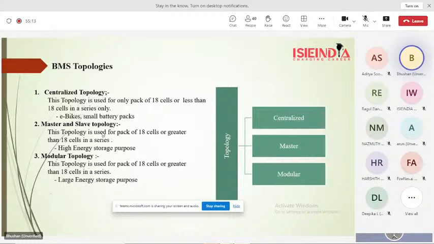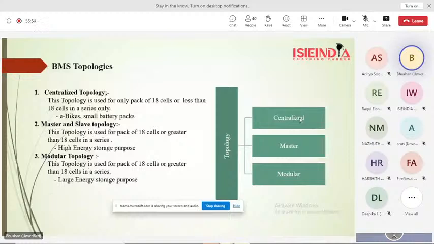A centralized topology is for a battery pack consisting of 18 cells or fewer in series. Then we go for the centralized system, which is very simple, and it doesn't have much robustness. When we see the master topology, we will know how simple centralized is. Centralized systems are only for e-bikes, small battery packs, and energy storage. We can use centralized, but not for cars and other systems, or large energy storage banks.